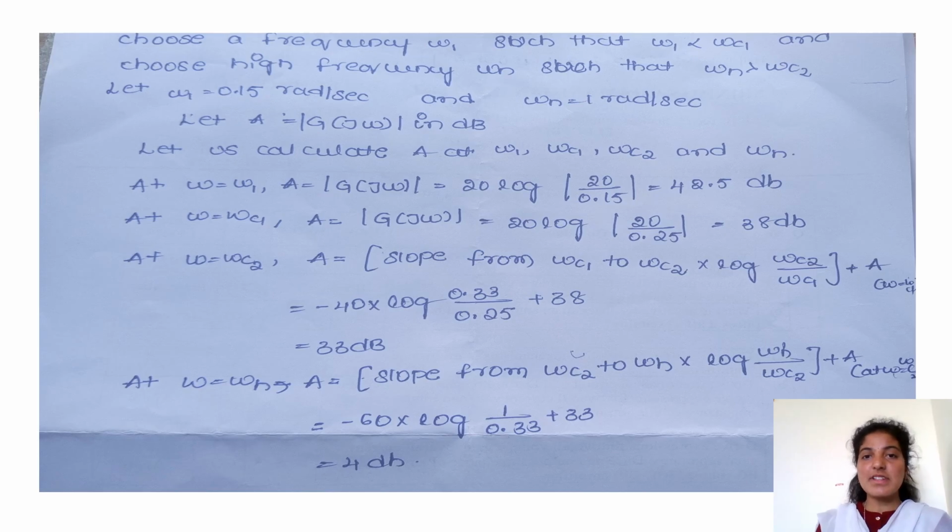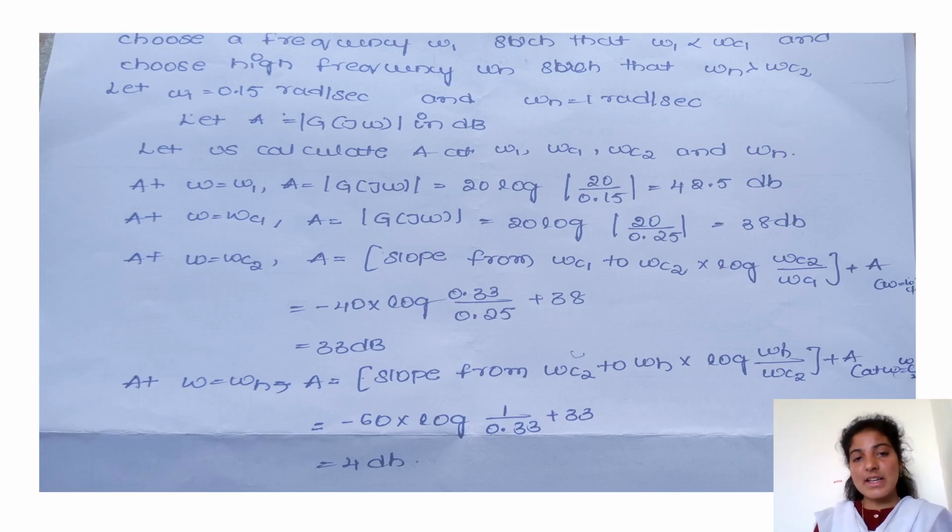Here we choose a low frequency omega l such that omega l must be less than the first corner frequency, and choose a high frequency omega h such that omega h must be greater than omega c2. Let us take omega l as 0.15 radians per second and omega h equal to 1 radian per second. Let A be equal to the magnitude of G(j omega) in decibels. Let us calculate A at omega l, omega c1, omega c2 and omega h.